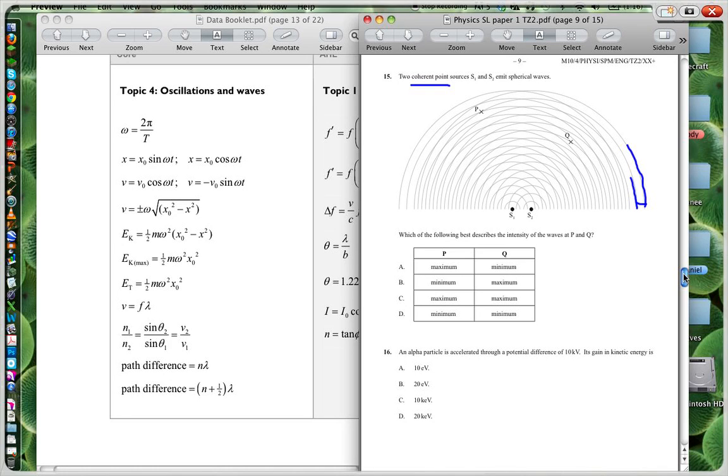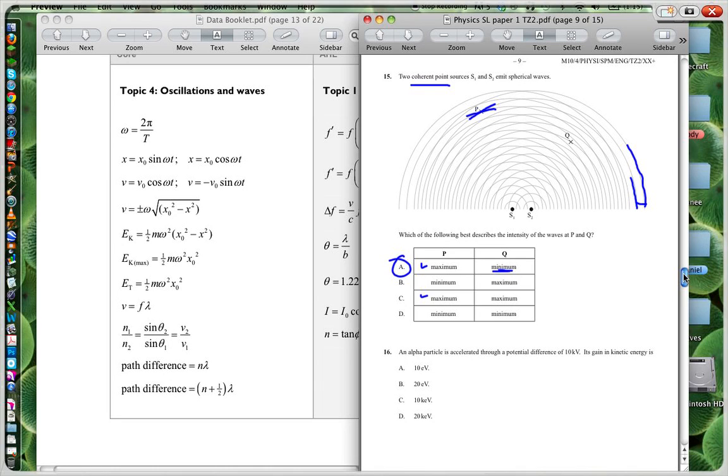Looking at this, at point P you see that you've got two crests meeting together. So you would expect that to be a maximum. So we would be looking at maximum and maximum. And here you can see that for the one wave you've got a crest, and the other it's in between. So you would expect destructive interference to be taking place there. So it would be a minimum. So A would be the correct answer here.